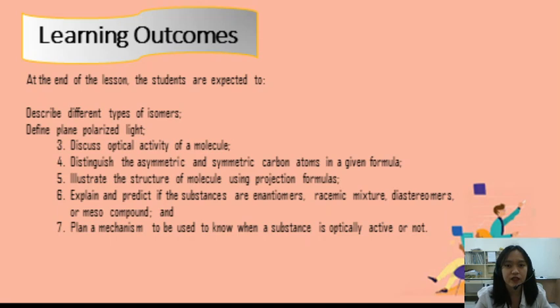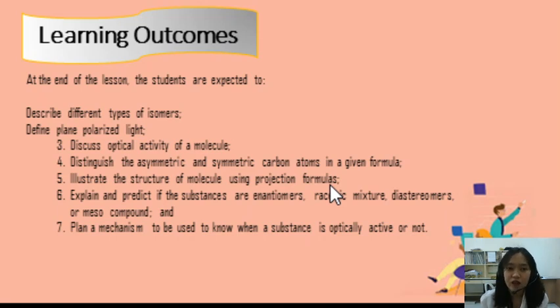Okay, next. The learning outcomes for this chapter: at the end of the lesson, the students are expected to describe the different types of isomers and define plane polarized light. They will also be able to discuss the optical activity of a molecule, distinguish the asymmetric and symmetric carbon atoms in a given formula, and illustrate the structure of a molecule using projection formula.